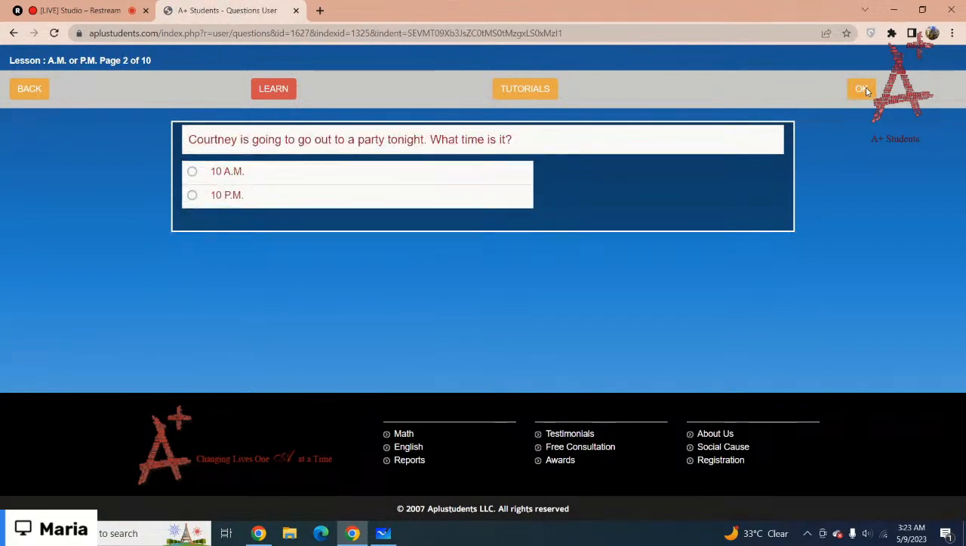Courtney is going to go out to a party tonight. What time is it? So he is going to have a party tonight. Got it? It would be in PM, 10 p.m., because usually the parties are in the evening, after the afternoon. So it would be 10 p.m. The correct option is 10 p.m.